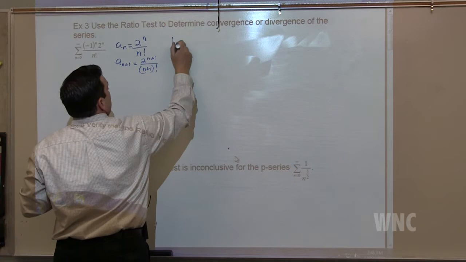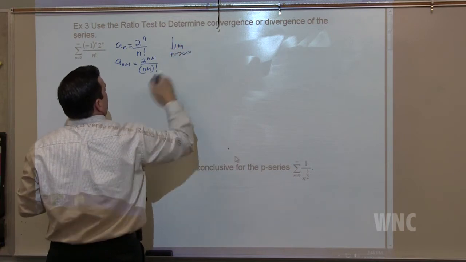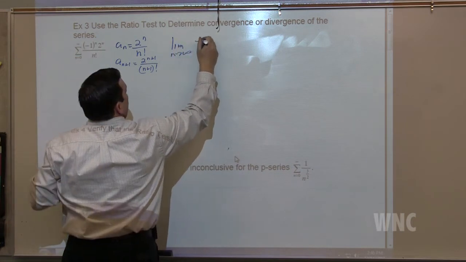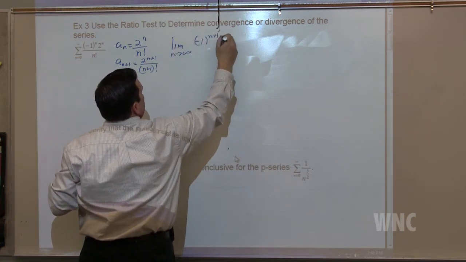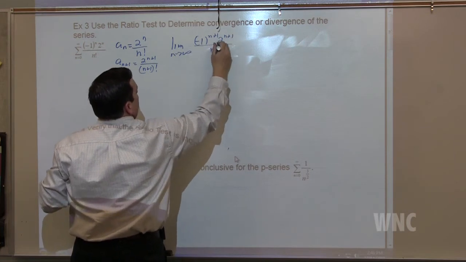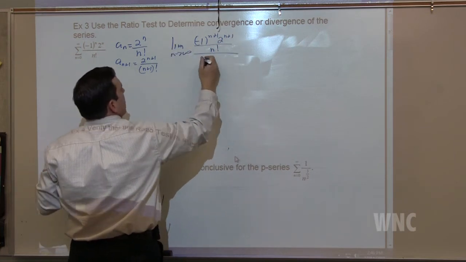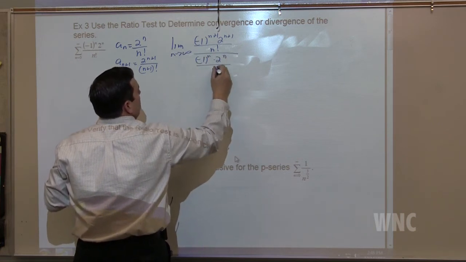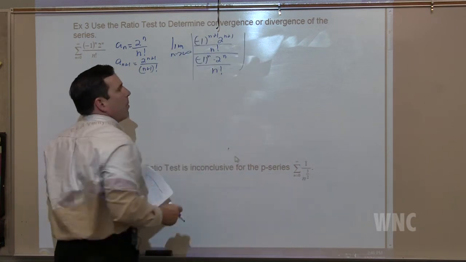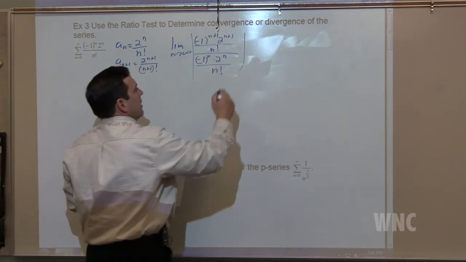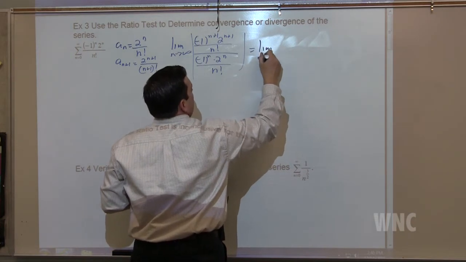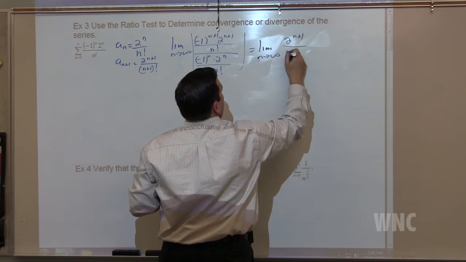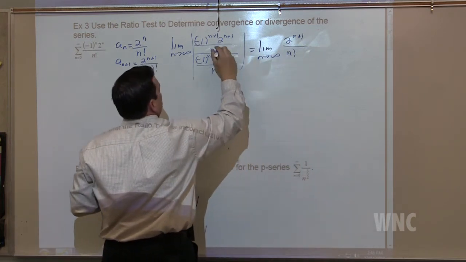So we have the limit as n goes to infinity. If you want to bring the negative in there, you can. That would be negative 1 to the n plus 1, 2 to the n plus 1 over n plus 1 factorial over negative 1 to the n times 2 to the n over n factorial. But by doing the absolute value, we can drop the negative in the next step. Limit as n goes to infinity of 2 to the n plus 1 over n plus 1 factorial.